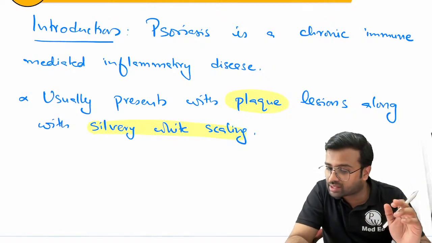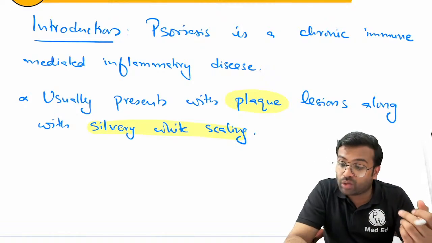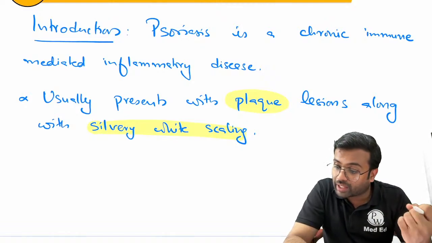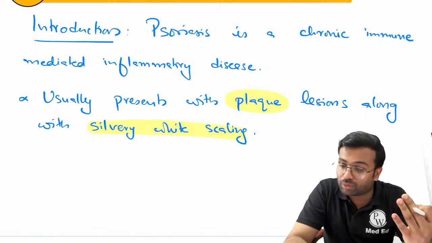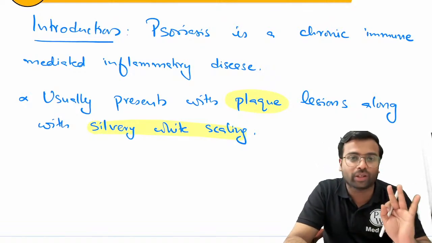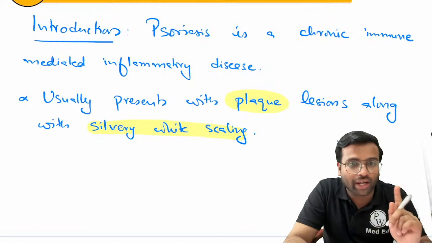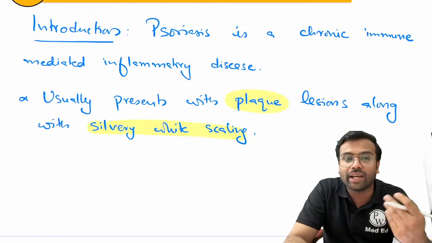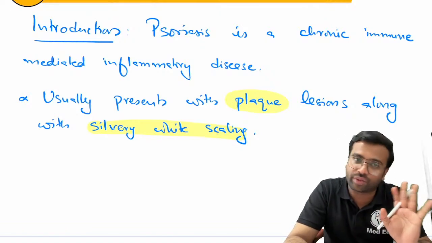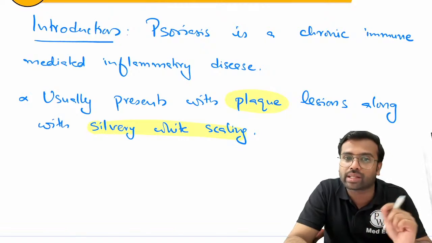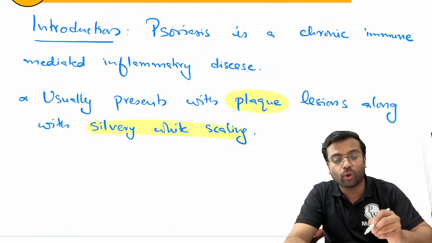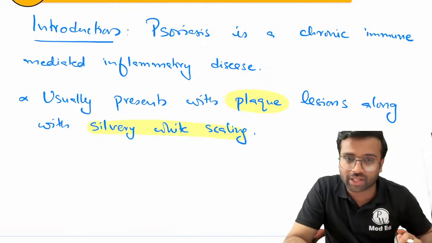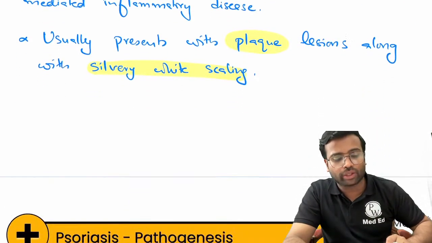Very good. Kalai is adding one more. Everyone is answering it, very good. These are all plaque lesions. And one additional point that Kalai has added is that it is usually seen over the extensor surface. I agree with you, but I'll talk about it when I go into the clinical features of this disease. So now let's jump into the next one.